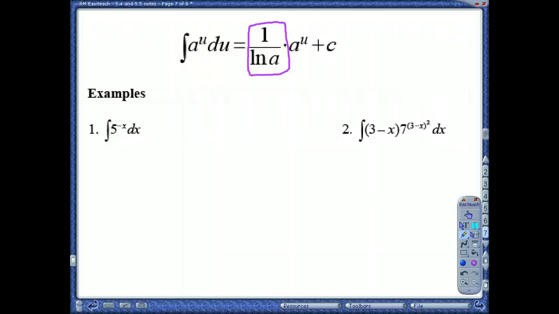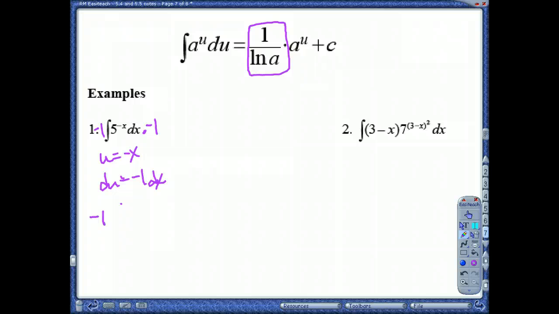So when I'm looking here, this is again one of our baby u substitutions. You have 5 to the negative x. You're going to have to do your u is negative x. So your du is going to be negative 1 dx. I don't have that negative inside, so I'm going to put the negative 1 on the inside, counteract that with its reciprocal. And remember, the reciprocal of negative 1 is negative 1.